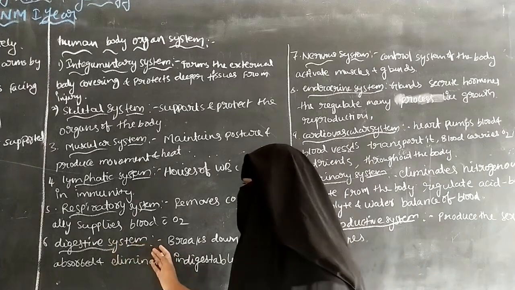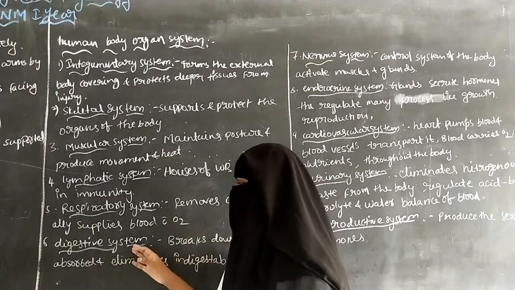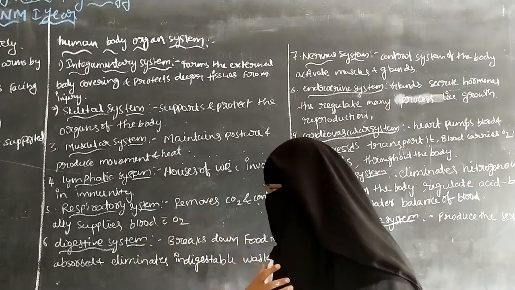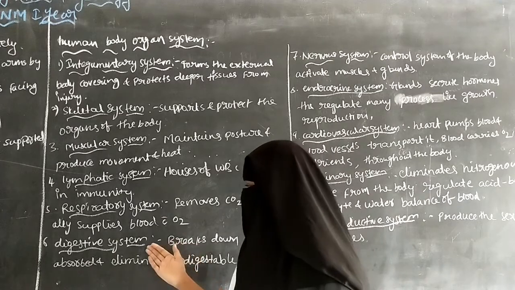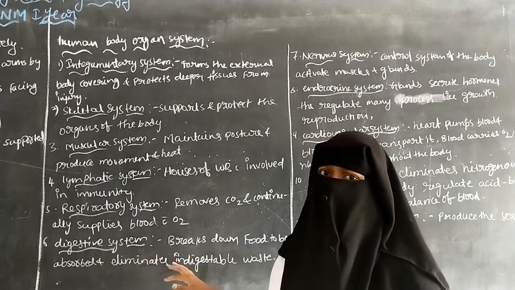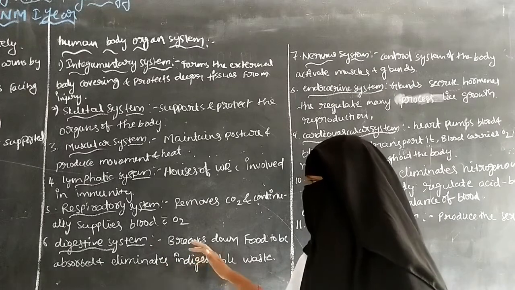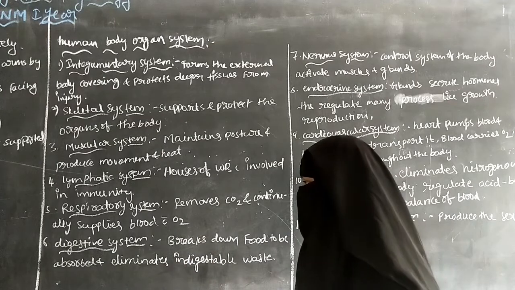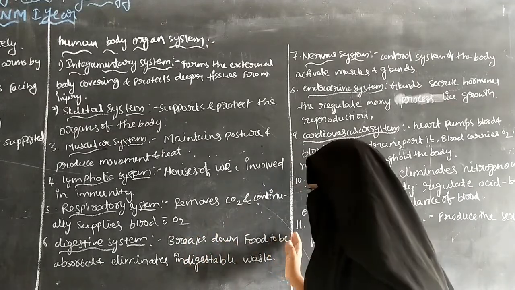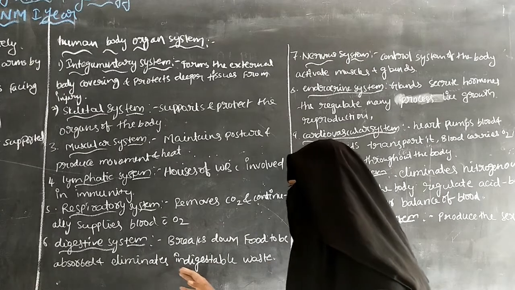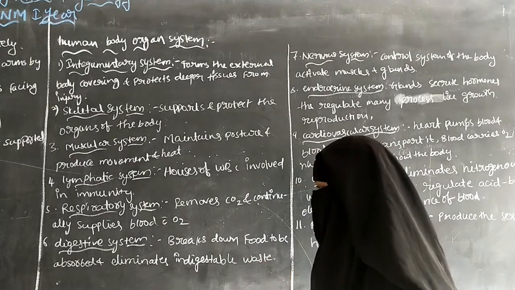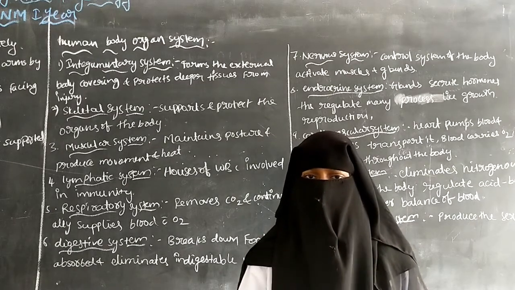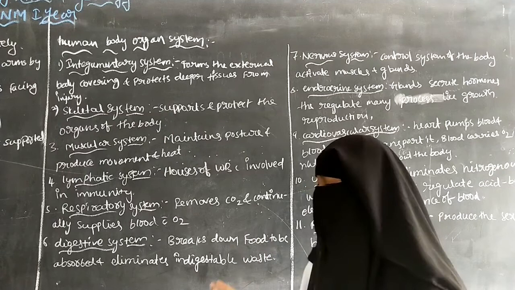So it is the digestive system. The digestive system includes the oral cavity, the esophagus, the stomach, the small intestine, the large intestine, and the rectum; the anus can also be included. The digestive system helps break down food. What can be digested is absorbed, and what is not digested is eliminated as waste.